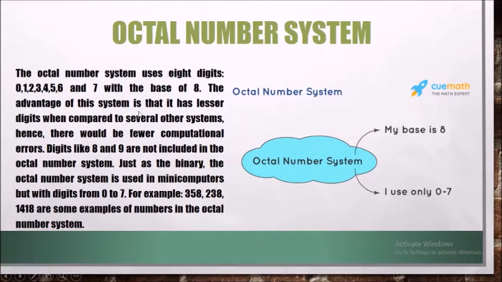The advantage of the system is that it has lesser digits when compared to several other systems. Hence, there would be fewer computational errors. Digits like 8 and 9 are not included in the octal number system. Just as the binary, the octal number system is used in mini computers but with digits from 0 to 7. For example, 35 base of 8.